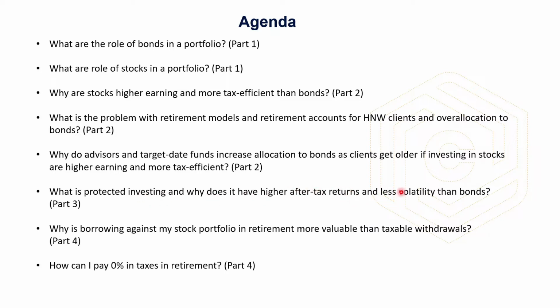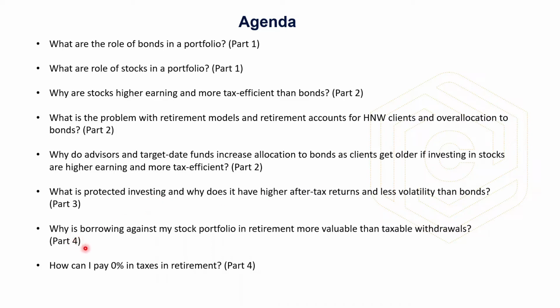In part 3, we'll be talking about what is protected investing and why does it have higher after-tax returns and less volatility than bonds. So in the earlier parts of the presentation, we'll be talking about how bonds have less volatility, but they're also lower earning and less tax efficient. Well, protected investing offers a win in both worlds, right? You're getting higher after-tax returns and less volatility. So we'll be talking about why you really should look at protected investing in place of bonds in part 3.